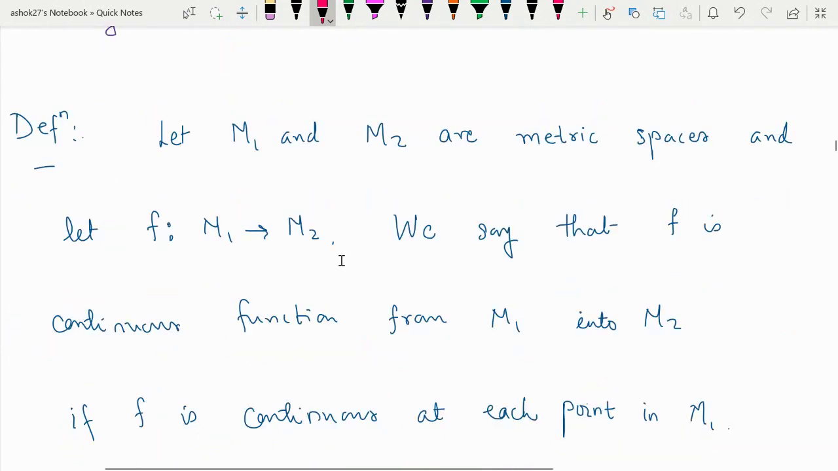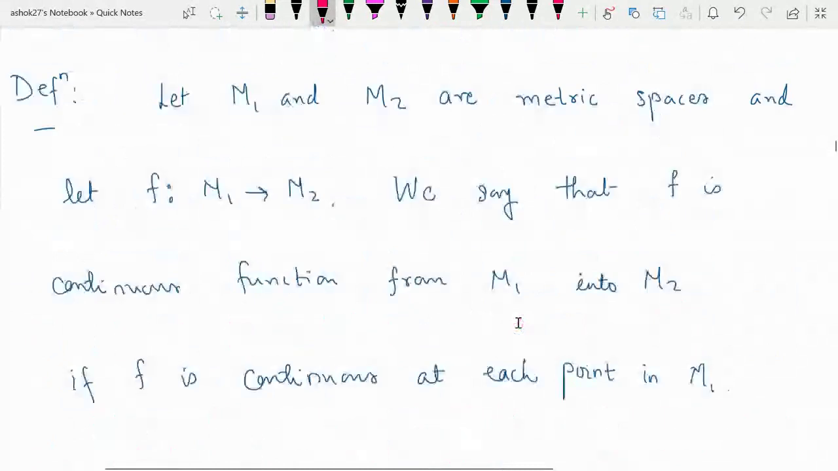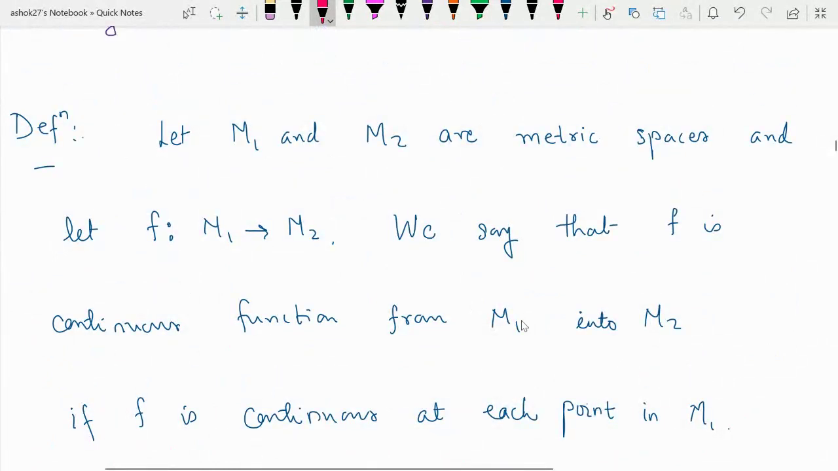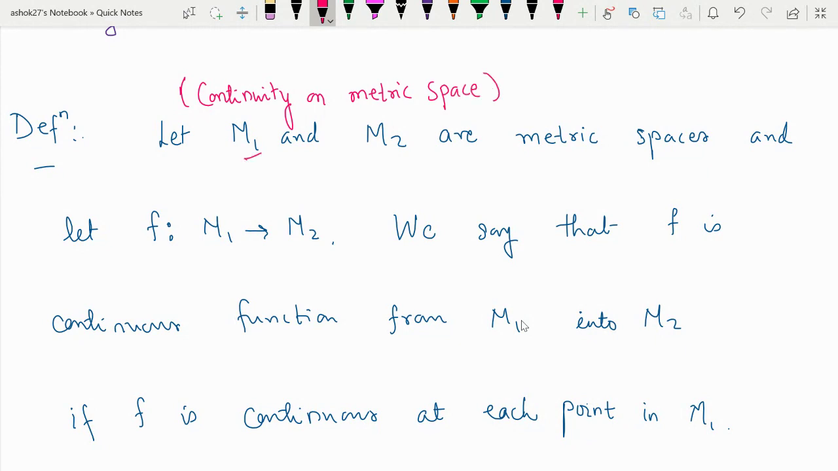Next, the definition of continuity on a metric space. Let M1 and M2 be two metric spaces, and suppose F is a mapping from M1 to M2. We say that F is continuous from M1 into M2 if F is continuous at each point in M1. If the mapping is continuous at each point of the metric space M1, we can say F is continuous on M1.